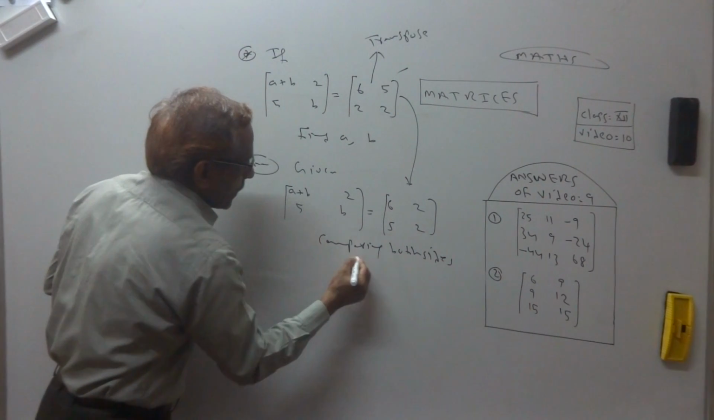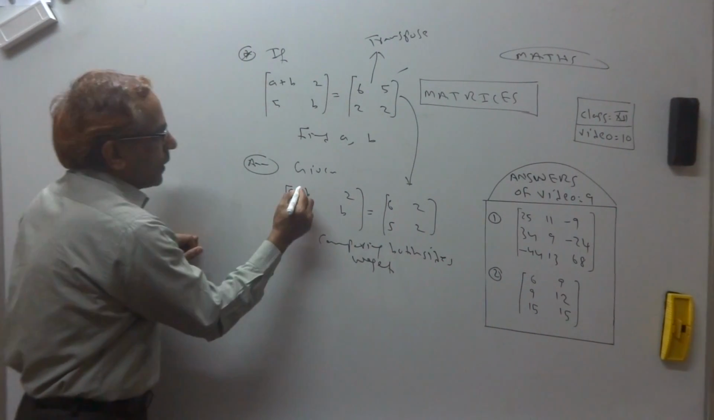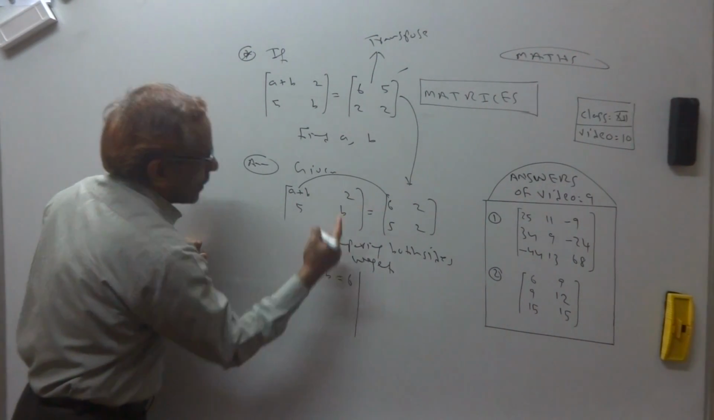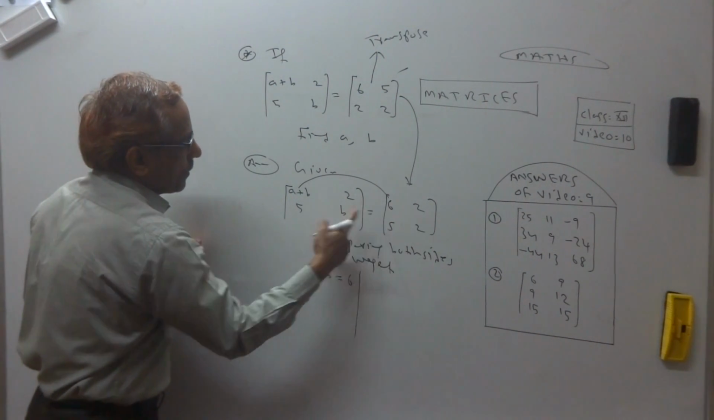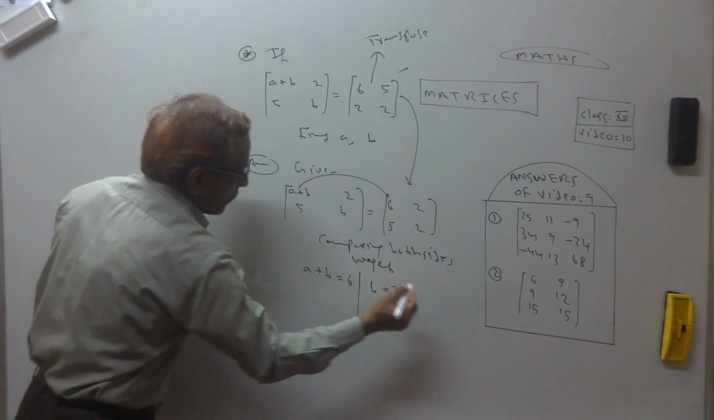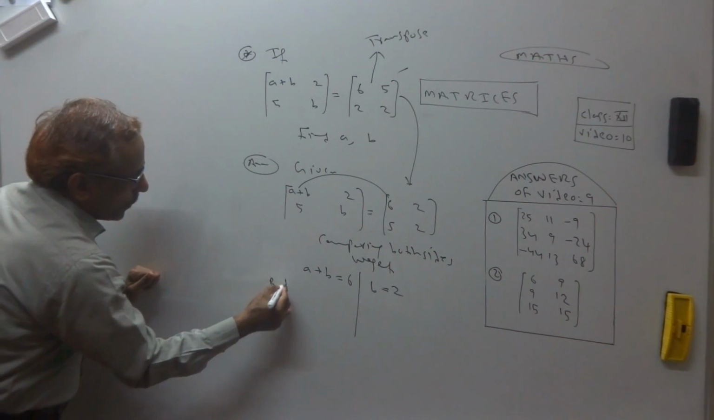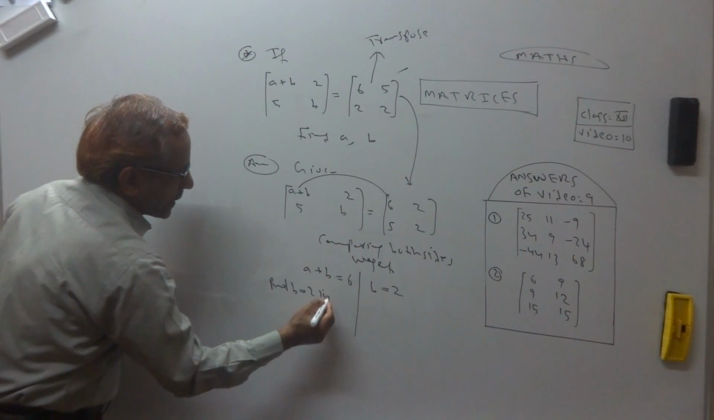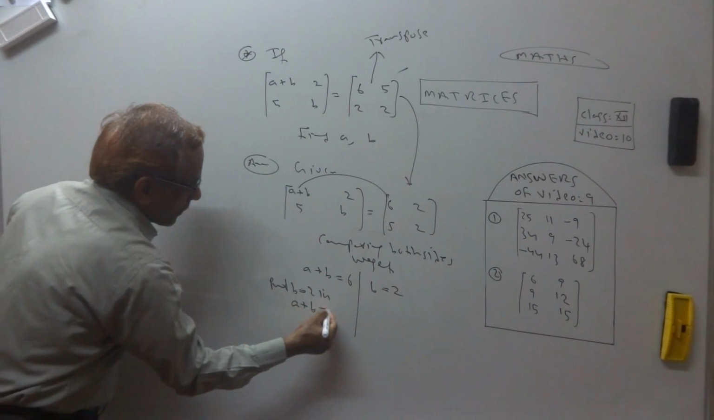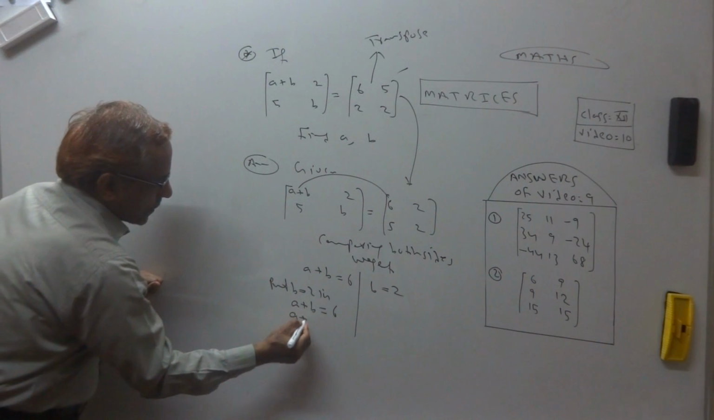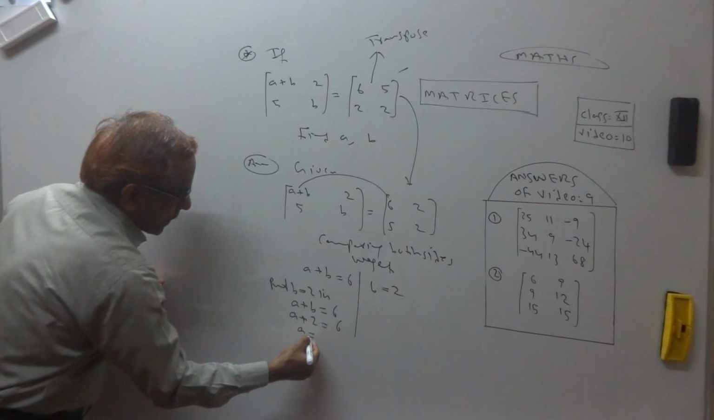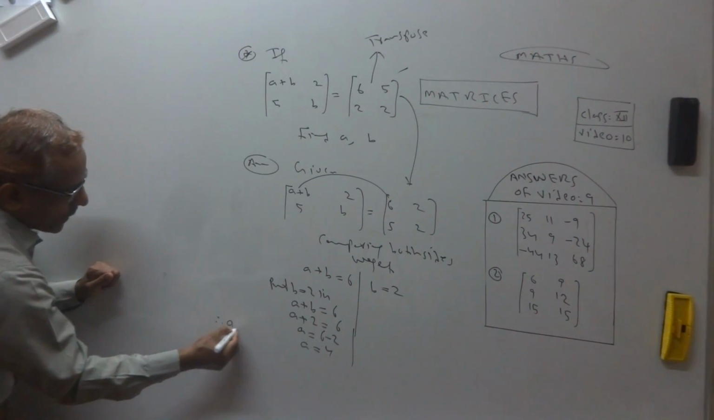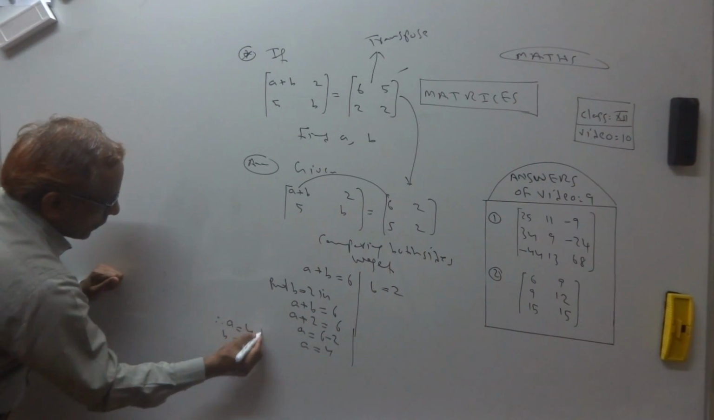Comparing both sides, we get A plus B is 6. 2 2 same, 5 5 same. B is equal to 2. Put B is equal to 2 in this. A as it is, B is 2. So what is A? 6 minus 2. A is 4. So the answer is A is 4, B is 2. Finished.